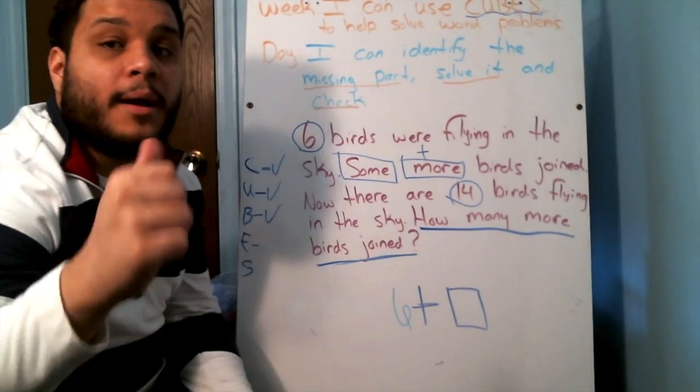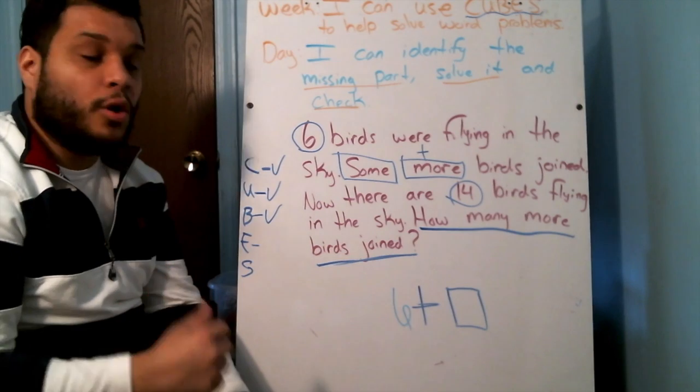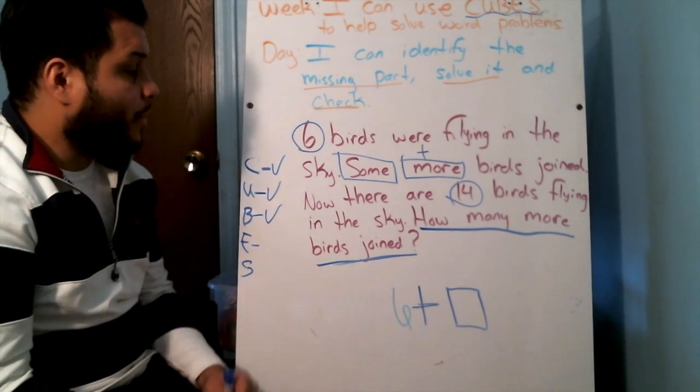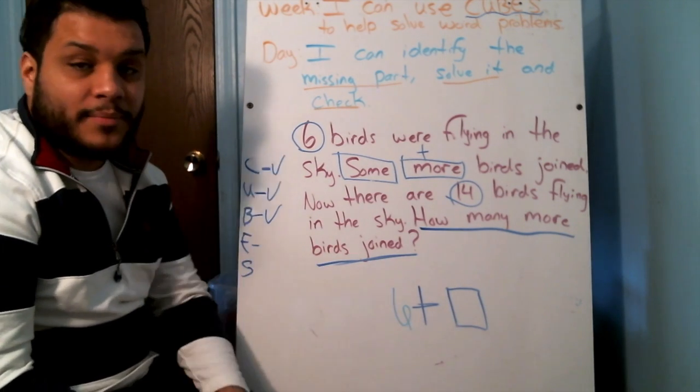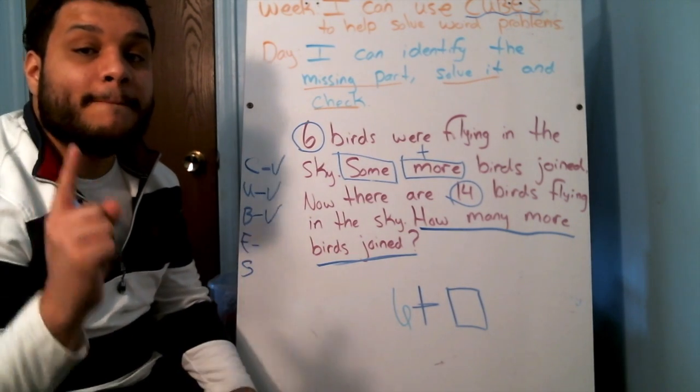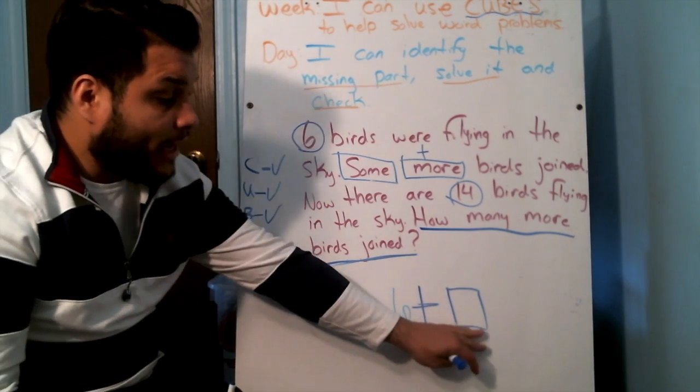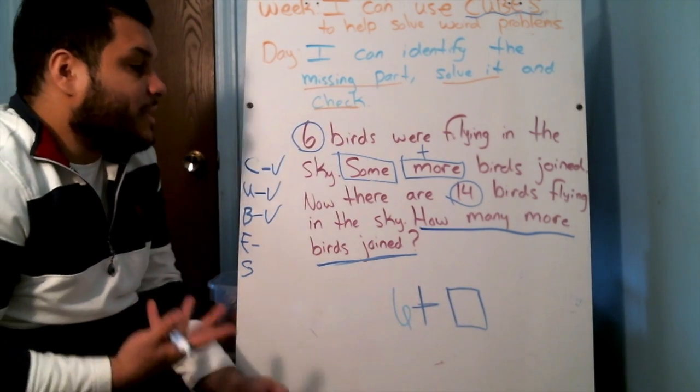Say it with me. Part plus part equals whole. Good job. So I have one of my parts. The next word is sum. That's not a number, but sum does let me know that there is a missing part. So I do have my second part. I just don't know what it is yet.